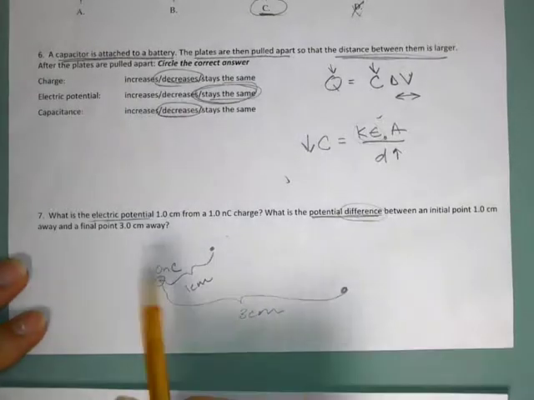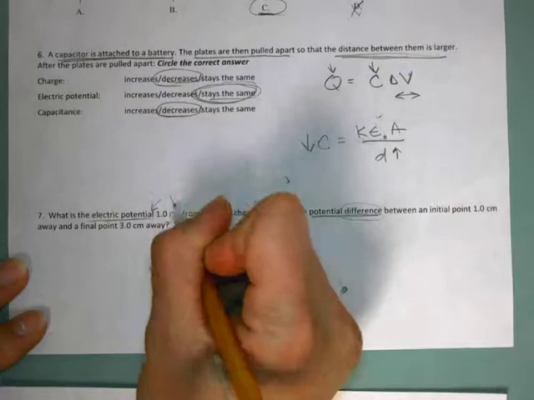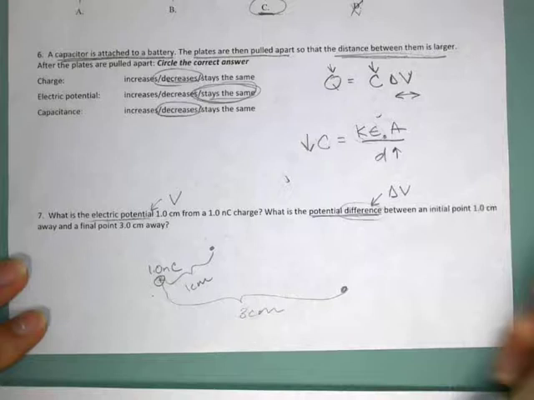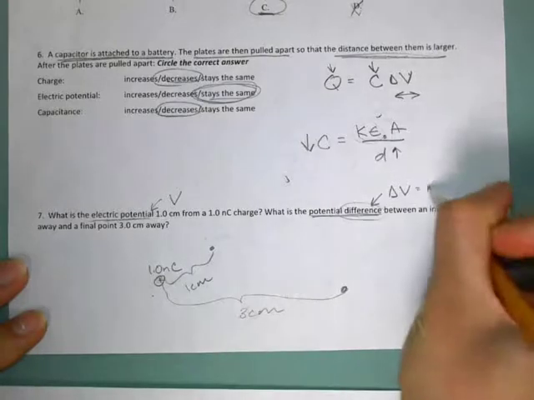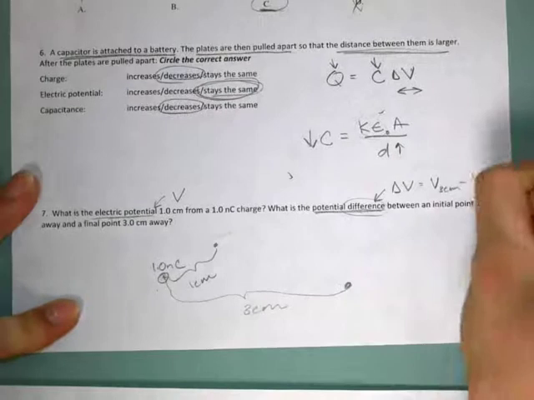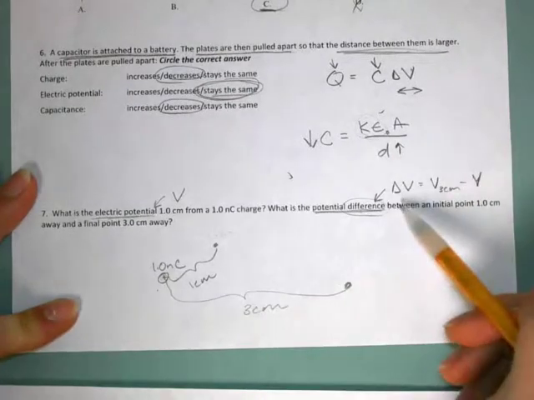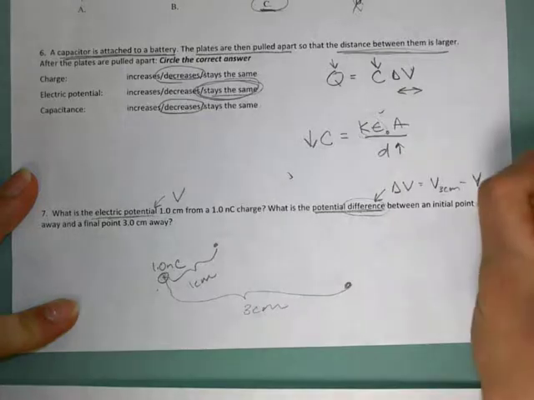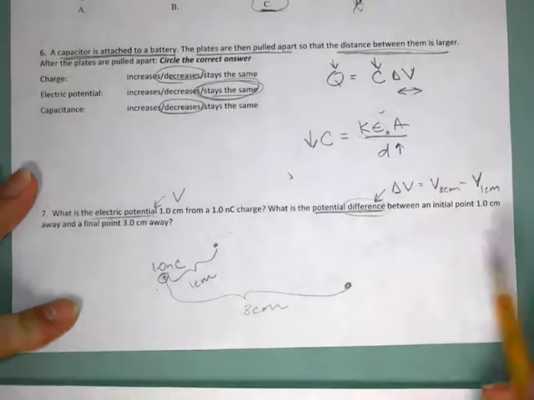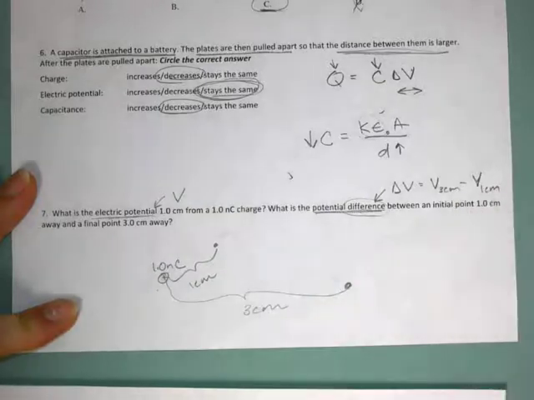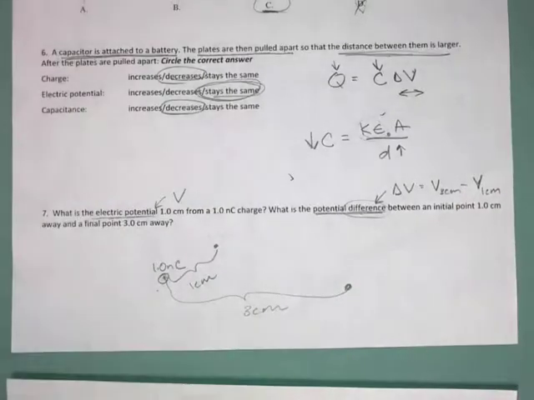So we'll be looking at the potential difference, the change in voltage between a final spot here and an initial spot here. So in this one, we're looking for V, and in this one, we're looking for delta V, which is V at 3 centimeters minus V at 1 centimeter. That delta triangle has always meant the final minus the initial. The wording of this problem says the initial is 1 and the final is 3, so it'll be 3 minus 1 centimeter.